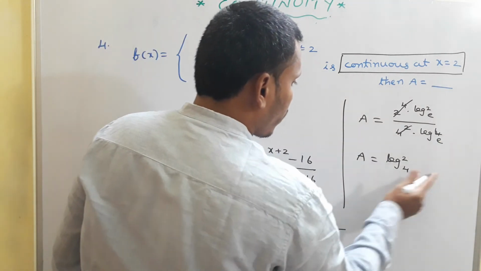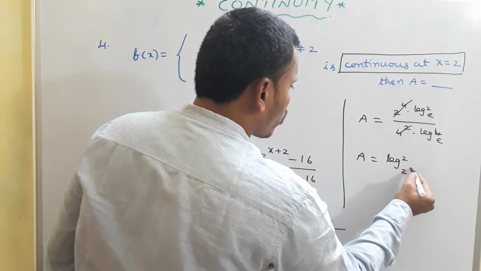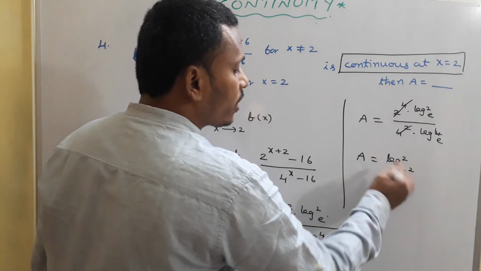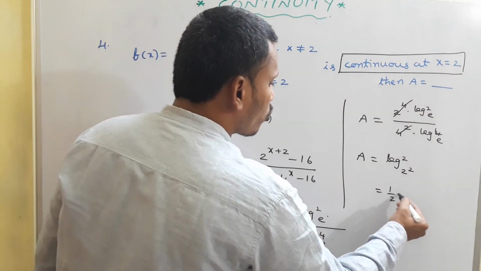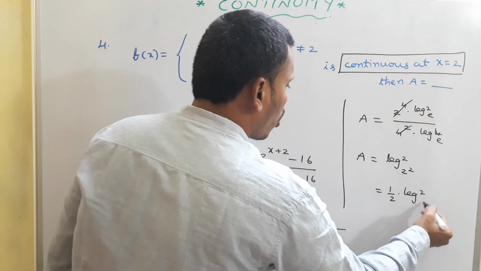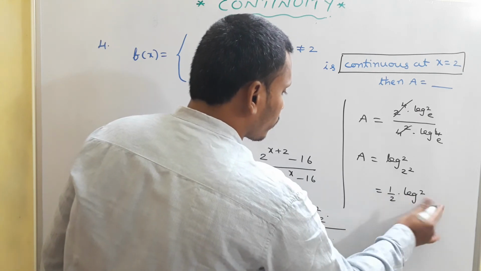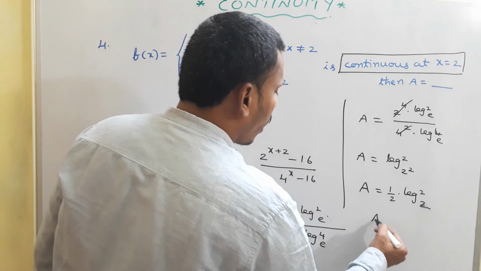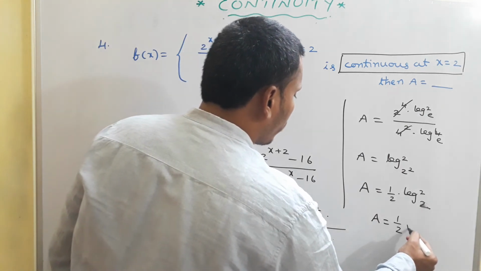This is 4, okay. Rewrite this 4 as 2 squared. Since this 4 has 2 squared, by the law of logarithm, write the 2 out. So this is equal to 1 by 2 into log 2 base 2. This is a. We know that log 2 base 2 is 1, and so the a value is 1 by 2.